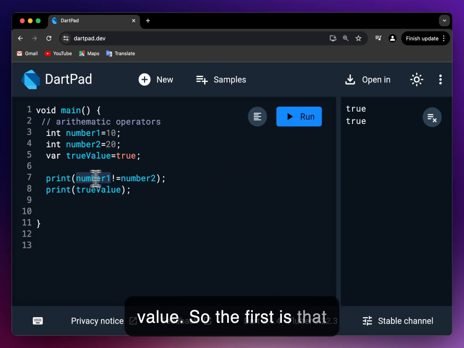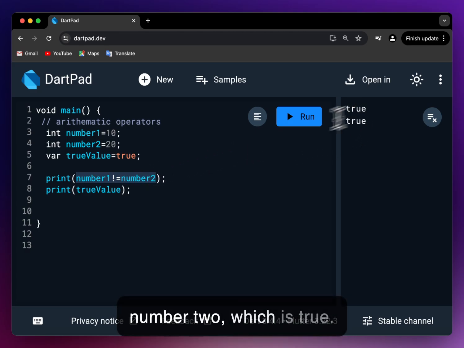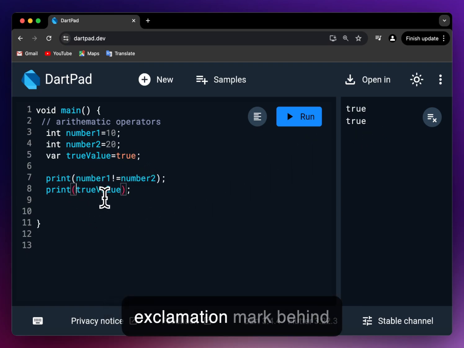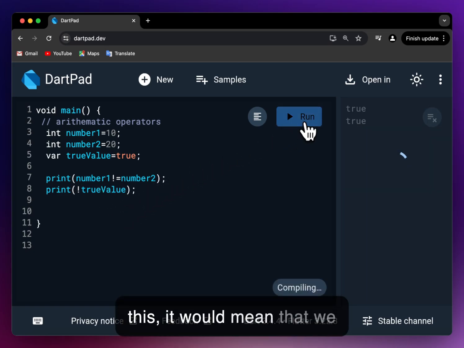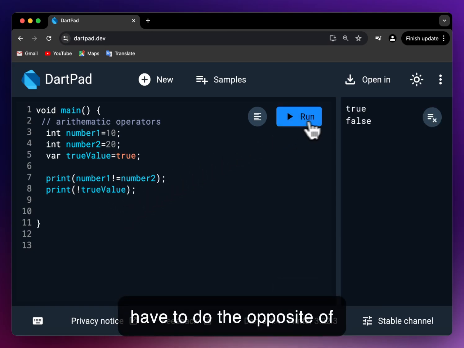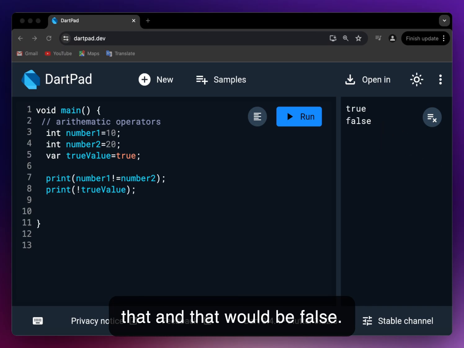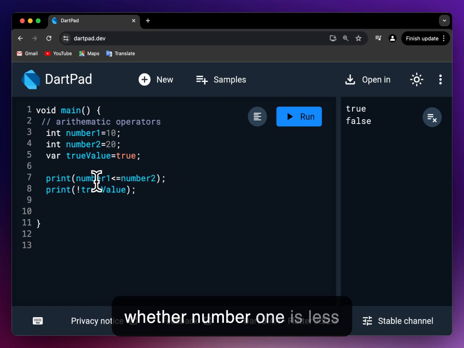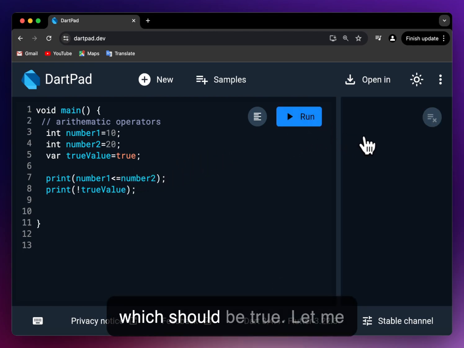Okay, so the first is that number 1 is not equal to number 2, which is true. The second is simply the true value being printed, which I already said. Now if I put an exclamation mark behind this, it would mean that we have to do the opposite of that, and that would be false. And apart from that, we have the less than or equal to, whether number 1 is less than or equal to number 2, which should be true.